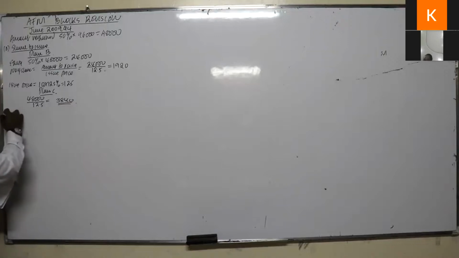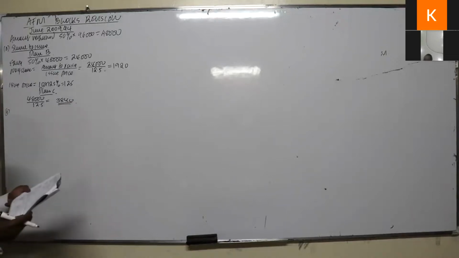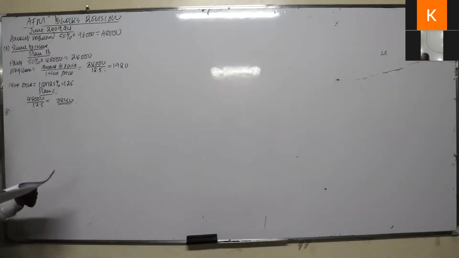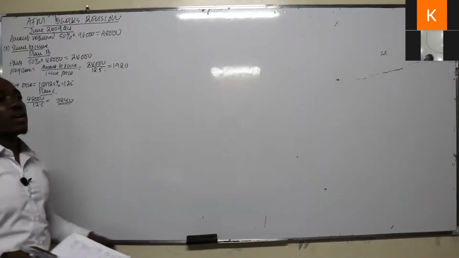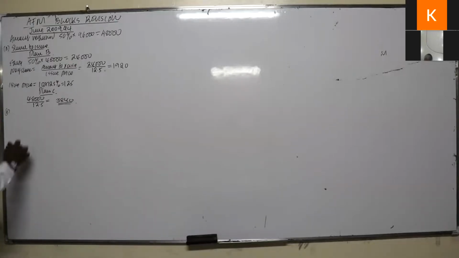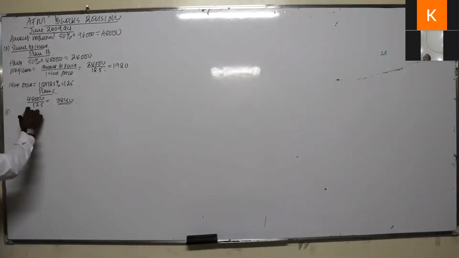Let's go to part B of the question. The earnings per share indifference point. So we say that at point of indifference, the earnings per share for all the options will be the same. So now let's evaluate that. I want us to evaluate for all the plans. We start with plan A.